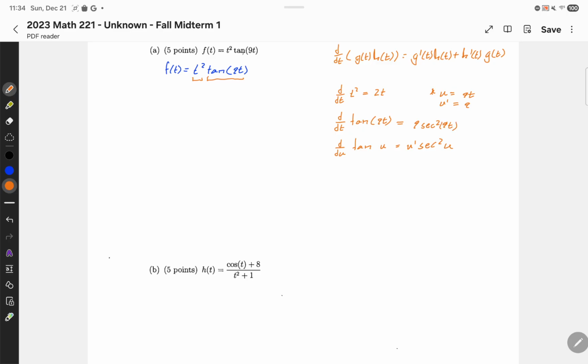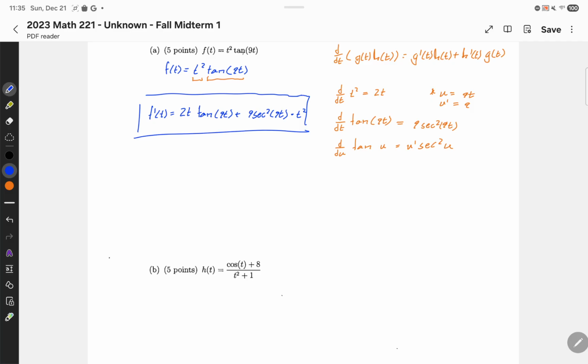So now let's go ahead and plug this all in. We get that f prime of t is equal to the derivative of the first, which is 2t, times the second, plus the derivative of the second, which is going to be 9 secant squared 9t, times the first, which is t squared. We don't need to simplify, so that's going to be our final answer. I'll go ahead and box it all in.